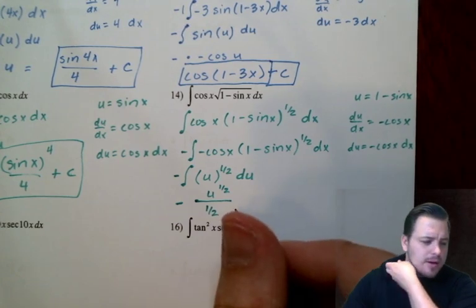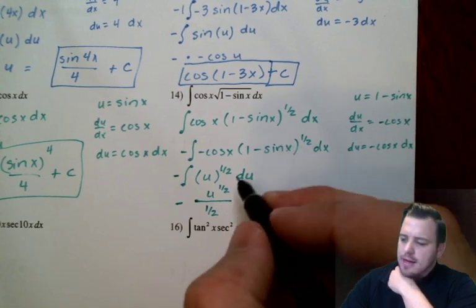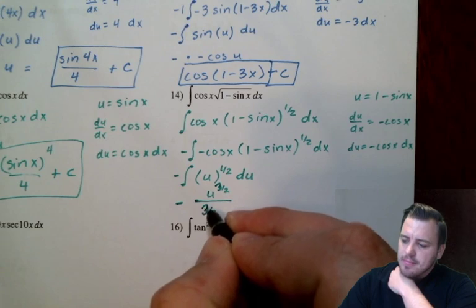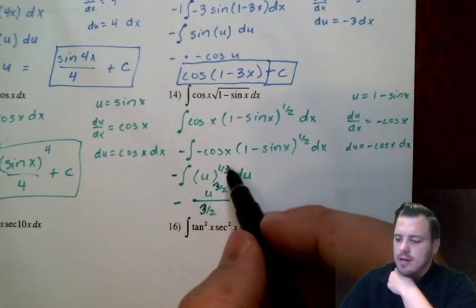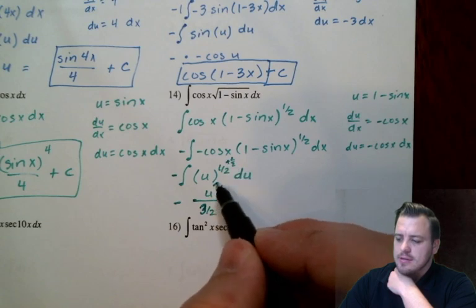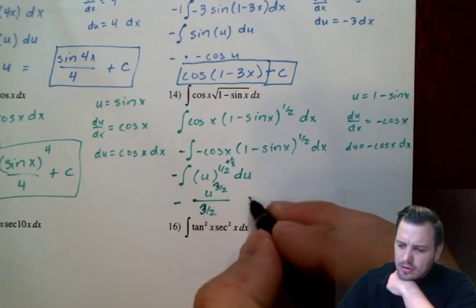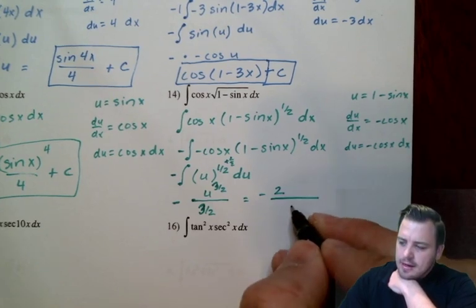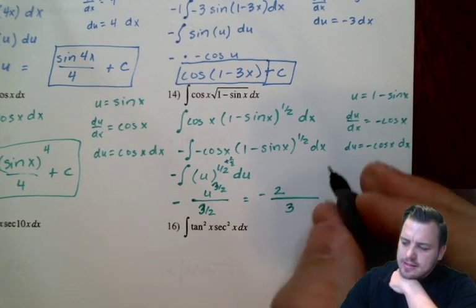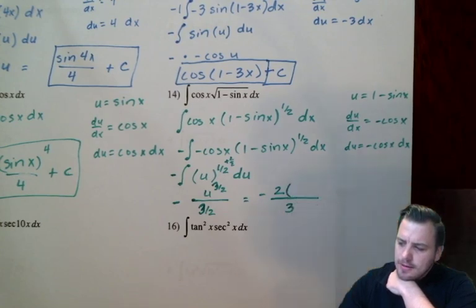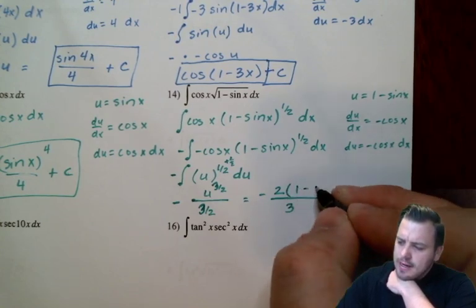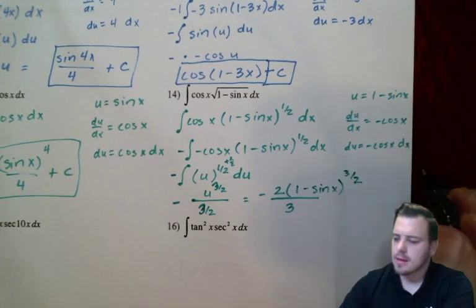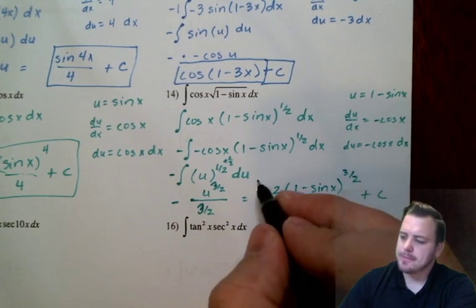And then from there we, man, I keep doing that. It's 3/2. You've got to add one. Sorry. So add one here, so add 2 over 2. And that's 3/2 and 3/2. So that would go to negative 2. Thank you, Carter. Negative 2 over 3. And then I know that's u here. And that u is 1 minus sine x to the 3/2. And make sure we always say plus c.